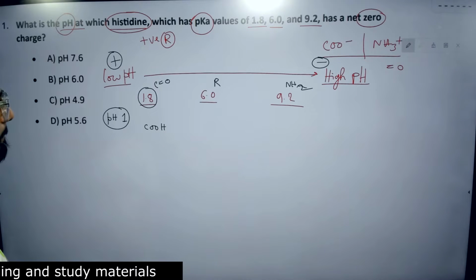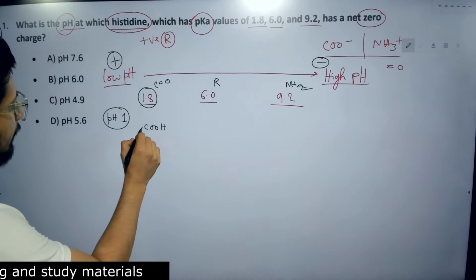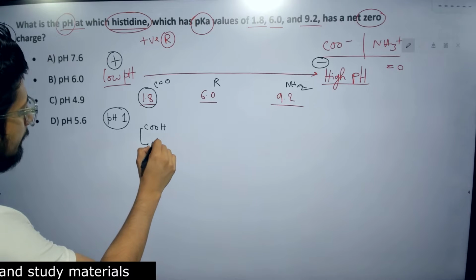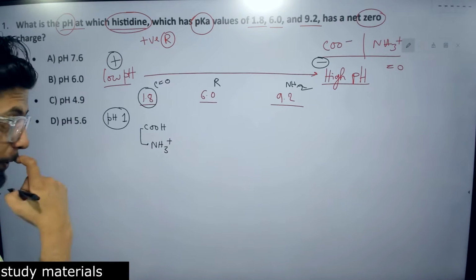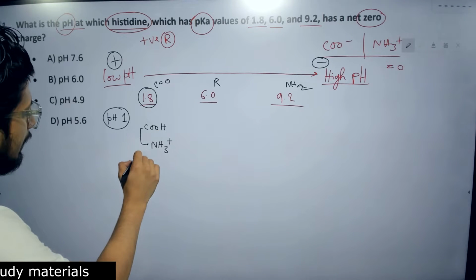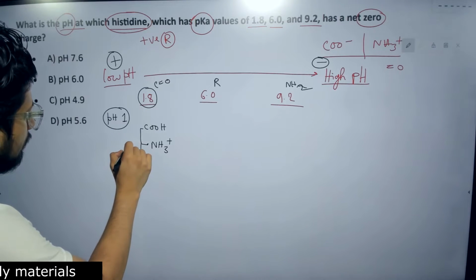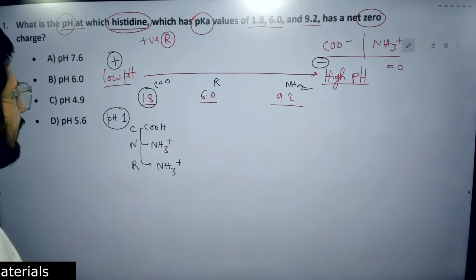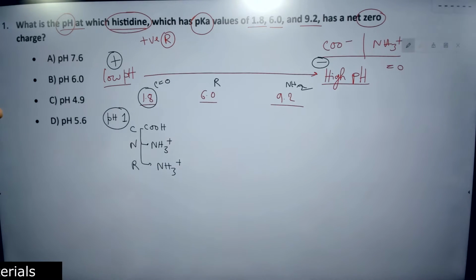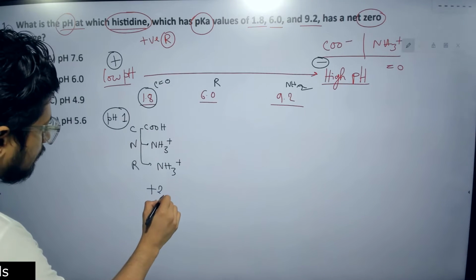Okay, carbonyl group fully protonated, amino group NH3 plus fully protonated, as much protonation as possible. R group again fully protonated. So at very low pH like pH 1, the net charge here is +2.